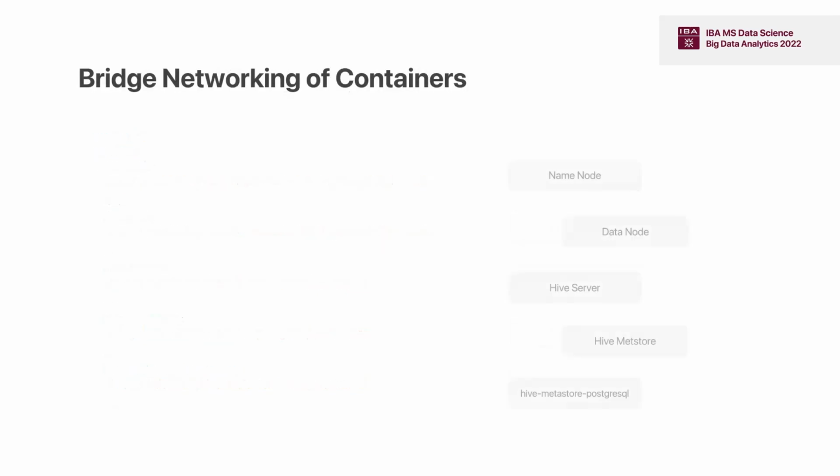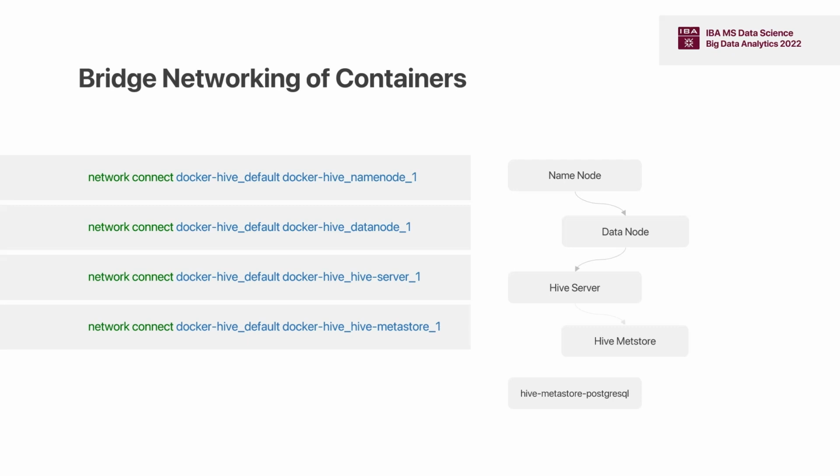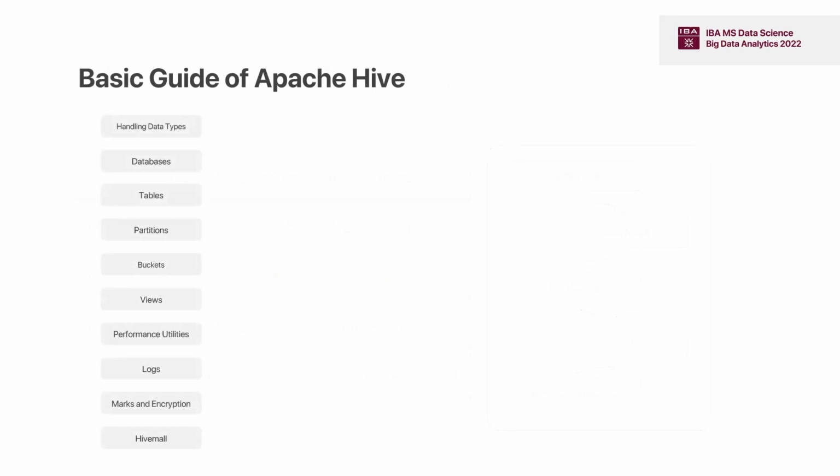Recently created containers are not connected to each other. So to do that, we use network connect commands for each of these containers in order to create a bridge networking among these containers. As a result, a multi-node environment has been created where each container is connected to every other container. Then we move on to different topics of Apache Hive.